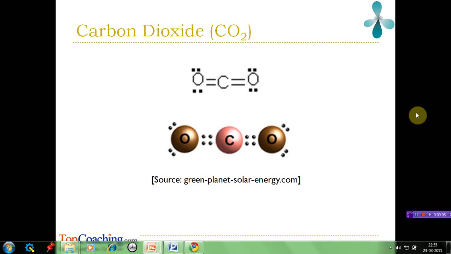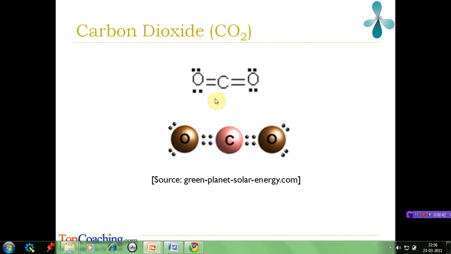Next example is carbon dioxide. The molecular formula is CO2. The carbon atom in carbon dioxide forms two double bonds with two oxygen atoms, whereas each oxygen atom forms one double bond with the carbon atom and also has two unshared pairs of electrons. Now, since double and triple bonds are counted as one bonding pair of electrons, the carbon atom with two double bonds is counted to have two pairs of electrons and thus is sp hybridized.